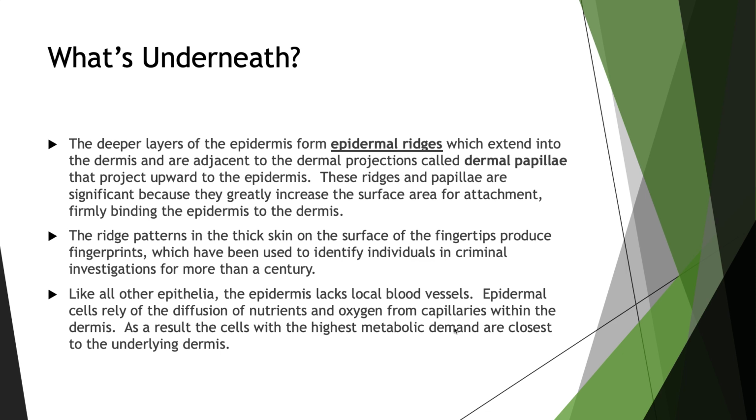And like all other epithelia, the epidermis lacks blood vessels, which means that things have to diffuse to the upper layers. Epidermal cells rely on, again, diffusion of nutrients and oxygen from the capillaries within the dermis. And as a result, the cells with the highest metabolic demand are usually closer to the underlying dermis, which is why you start to see the stratum basale, that bottom layer, contain most of the metabolic action.